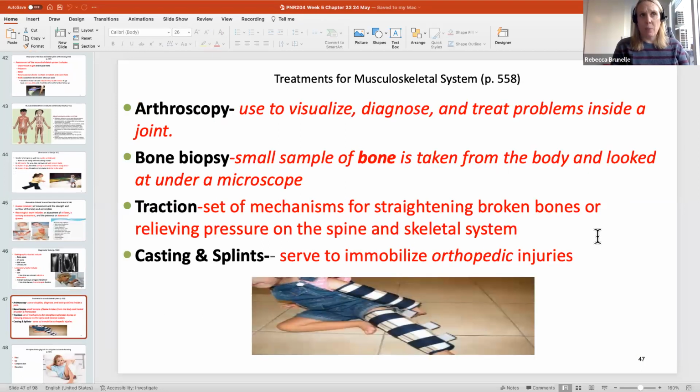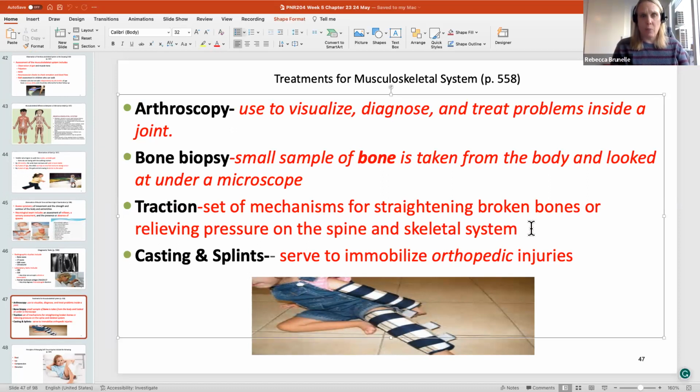And there are different ways that you can assess what's going on. Arthroscopy, you put a small camera in to see what's going on inside a joint. A bone biopsy, you're taking a small piece of the bone. Traction, I think you guys are probably familiar with traction. This is a way of aligning broken bones. And then casts and splints are used to immobilize a sprain or a fracture.